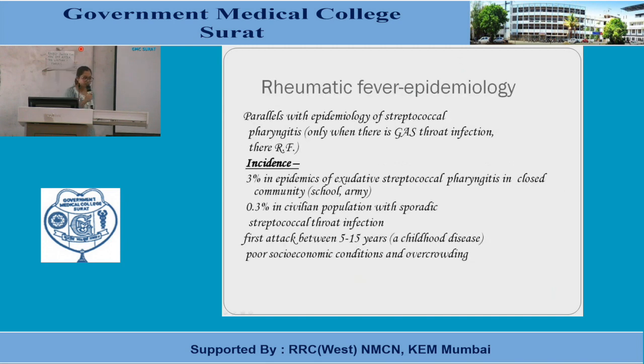So, what is the epidemiology of rheumatic fever? It is most common in close communities, though a few cases are sporadic. It is most common in children between the age group of 5 to 15, and progression of which gives rise to rheumatic heart disease. It is also common in poor socio-economic conditions and in overcrowding.